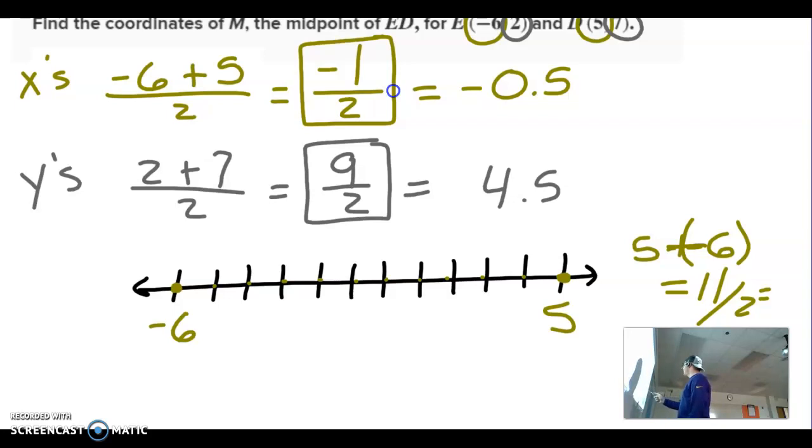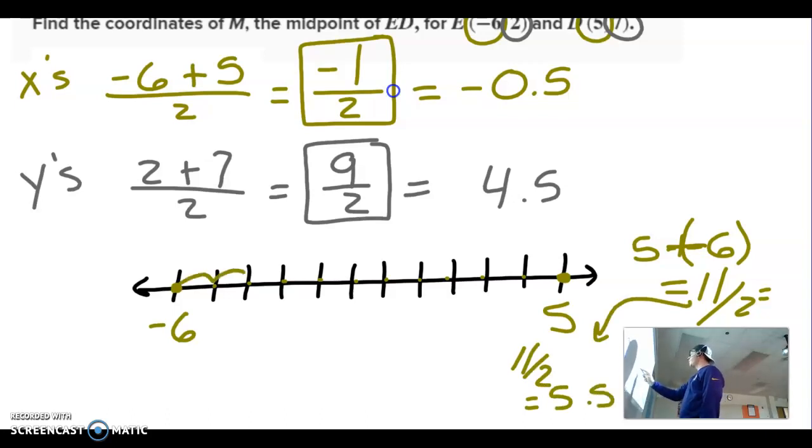So I could take 5.5 steps. Let's put this over here. Half of 11 is going to be 5.5. I could take 5.5 steps from either point. 5.5. 1, 2, 3, 4, 5.5. And I would end up at this spot right here, which is 0.